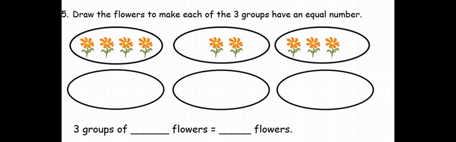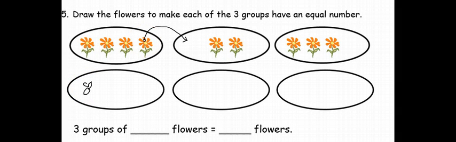The next question says to draw the flowers to make each of the 3 groups have an equal number. I'm going to study my 3 groups first. I have 4 flowers in the first group, 2 in the second, and 3 in the third. I think if I take 1 flower from the first group and move it into the middle group, that will give me equal groups. So I'll redraw my groups in the circles below.